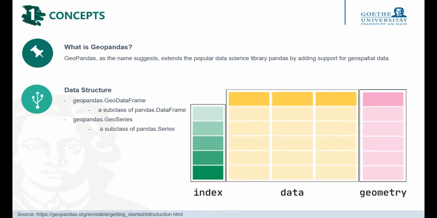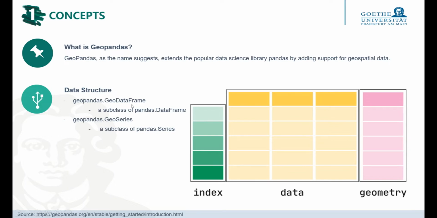So, first of all, what is GeoPandas? As the name suggests, GeoPandas extends the popular data science library Pandas by adding support for geospatial data. GeoPandas can simplify the processing of geospatial data, which can help users not so reliant on ArcGIS, PostGIS, etc., too. There are two kinds of core data structures in GeoPandas.